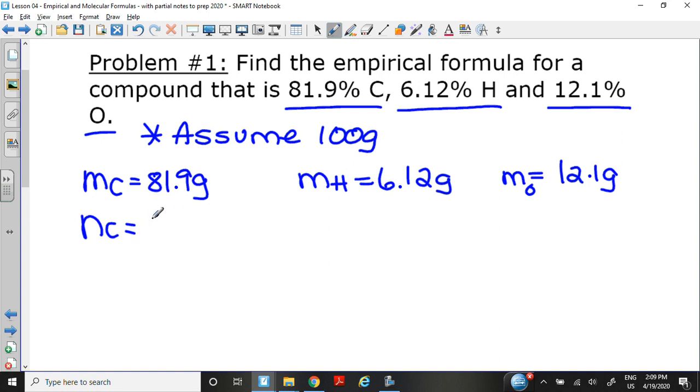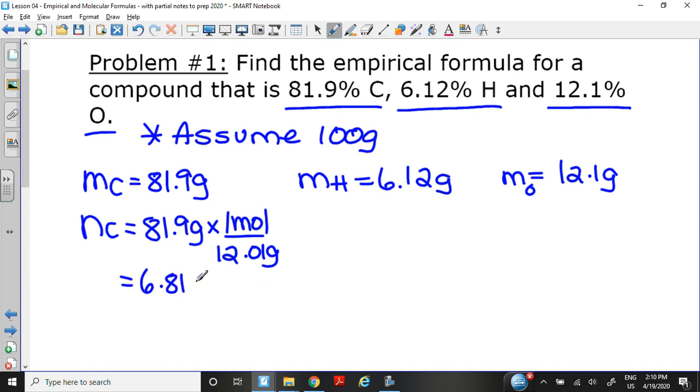So if I have 81.9 grams of carbon, I'm going to need to multiply it by the ratio of carbon's molar mass, 12.01 grams per mole. I want moles on the top and grams on the bottom. When I do that, I'm going to get 6.819. Don't need to write down all the digits, but a few extra decimal places in these questions is always better. I would recommend doing that. Then I'm going to keep doing this for all of my other elements here.